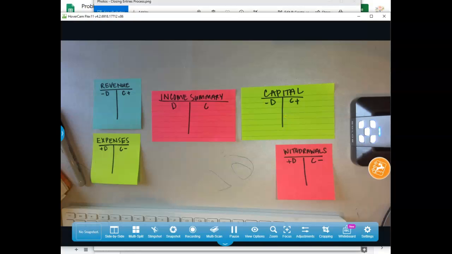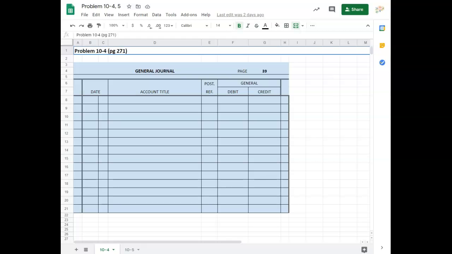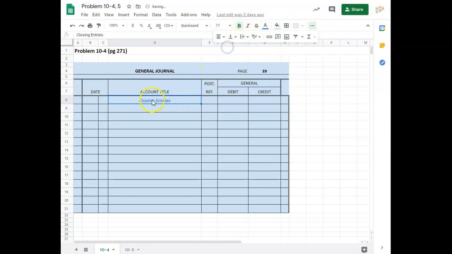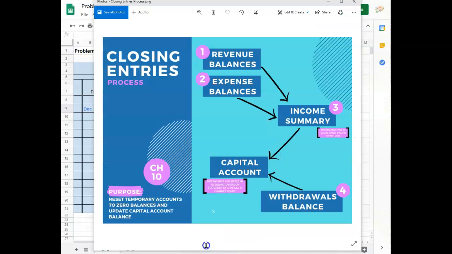I'm going to show you the process using T accounts, and then I'm also going to help you record our closing entries. So the very first step is on the center account title, we are going to write closing entries, and that needs to be centered here. Now, closing entries always happen at the end of the accounting period. It's going to be December 31st, and we're going to have 4 separate entries. So according to our process here, our first step is to move our revenue balances into income summary.